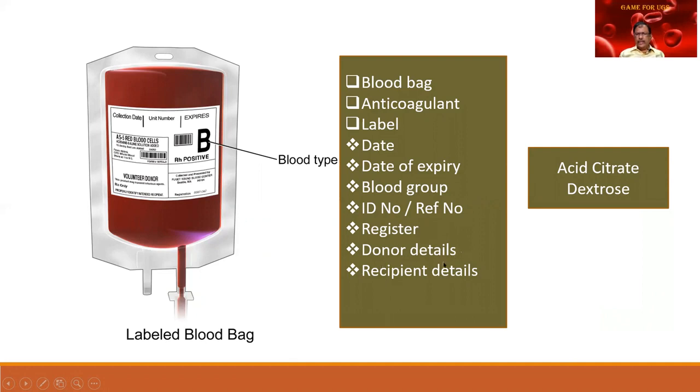And similarly, the details of the donor and any recipient details. Because later on when we are screening, we may find that there is something wrong. We find the patient to be hepatitis positive. We can give an alarm so that he does not donate blood elsewhere. Acid citrate dextrose is the anticoagulant that is used.